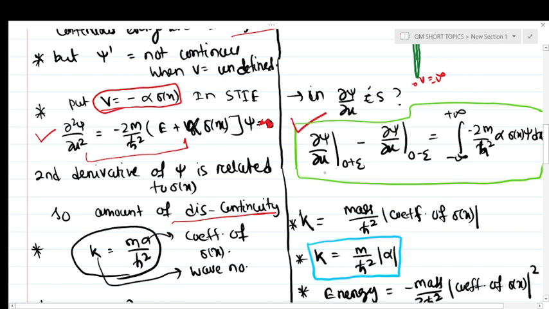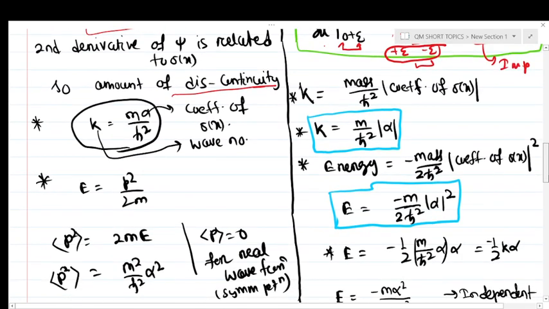The change in del psi by del x, taken from minus epsilon to plus epsilon in the limit, the discontinuity is the integration from minus infinity to plus infinity of minus 2m by h cut square alpha delta x psi dx. If you do the integration, you will get the amount of discontinuity. This is the important thing, keep it in mind. It comes from this Schrodinger equation. You can find it from this.